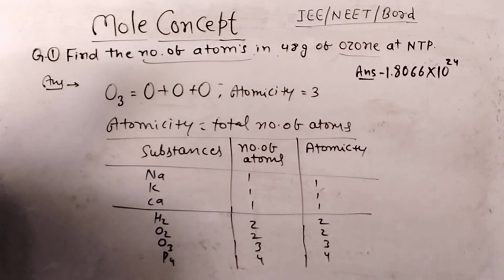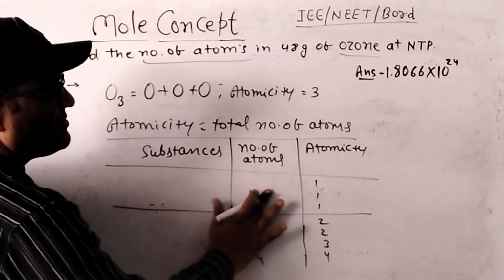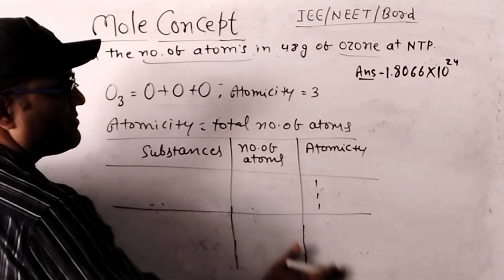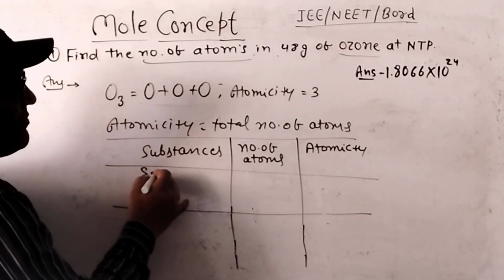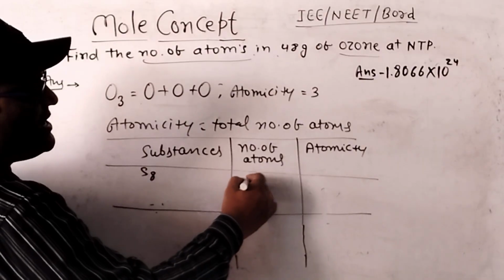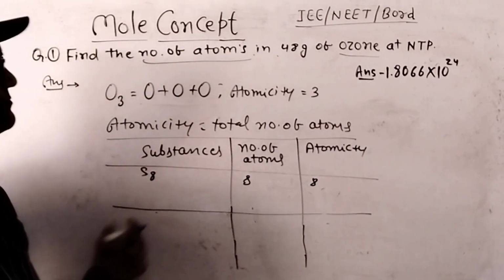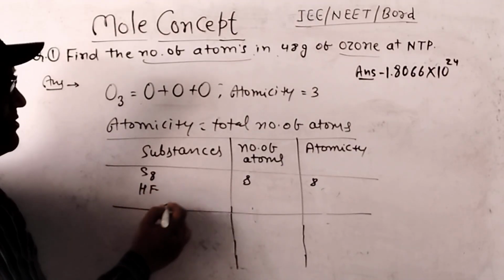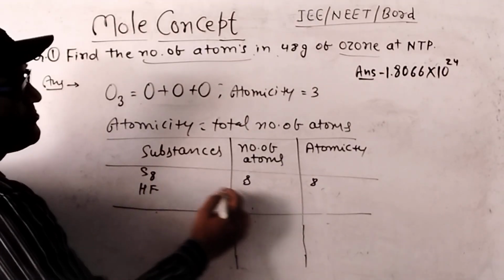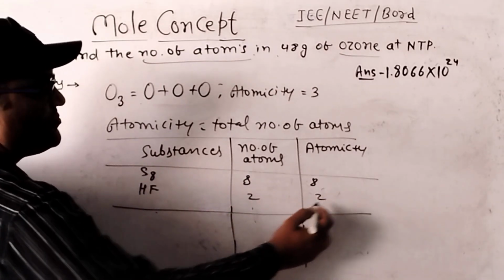Now with the help of some other examples, you can take a screenshot. After that we can discuss some other examples like sulfuric acid. Sulfur molecular formula, so number of atoms 8, atomicity becomes 8. Now in the case of hydrogen fluoride, total number of atoms 2, hydrogen plus fluorine, so due to the presence of 2 atoms, atomicity becomes 2.